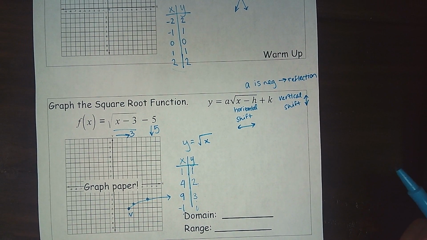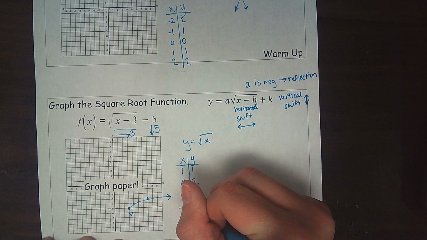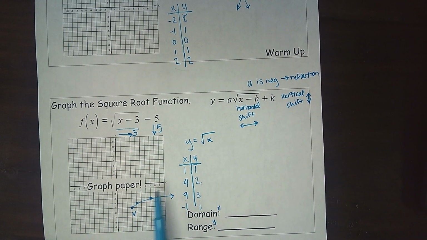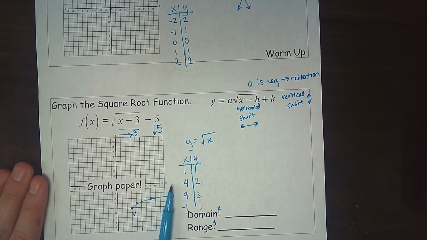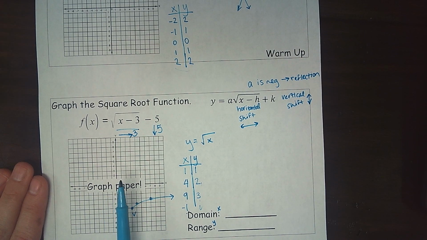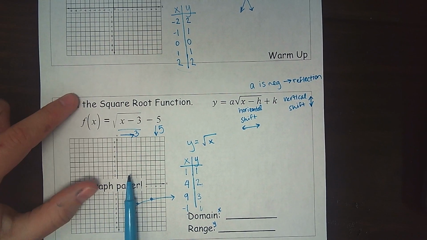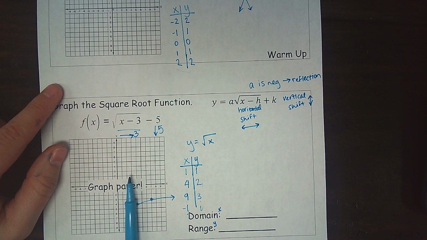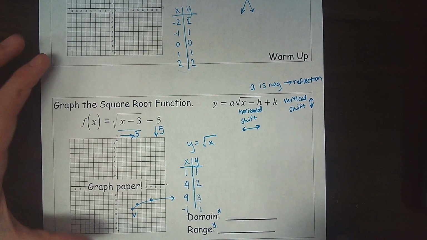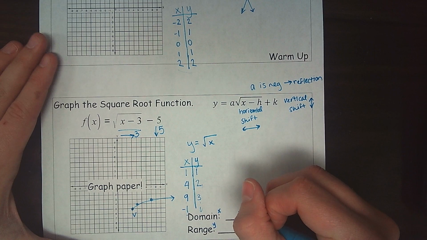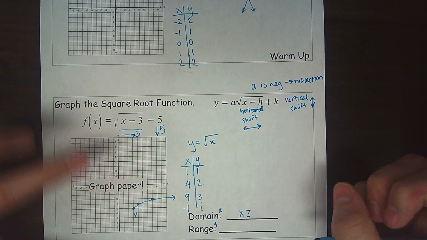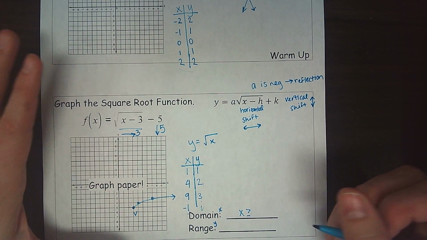So our domain, remember domain is our x values. If we look at the smallest x value we have, that would be at +3. Notice your h value, and we want the x values that are greater than 3. So our domain is going to be x is greater than or equal to 3, because it can be 3.